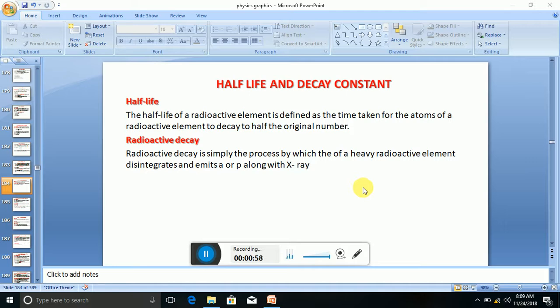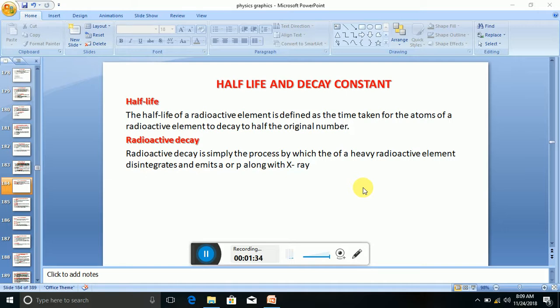So let's say that the atoms of a given radioactive element, radium, is 300. The time it takes for that radium to get to the number of atoms 150 is the half-life. So the time it takes to halve the original number of atoms in that particular element is known as the half-life.